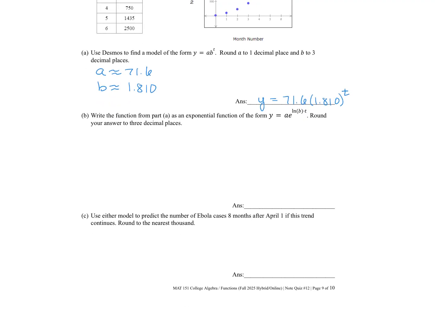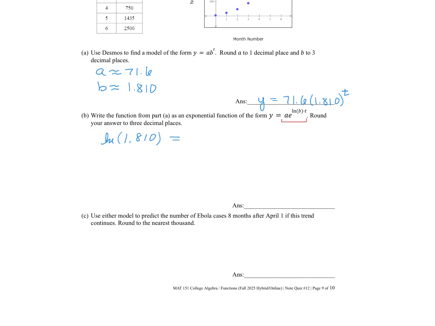So again, that's the exponential function generated by it. If you want to change the form and have it with a base of e instead of the base of 1.8, you can just take the 1.810 and take the natural log of it. If you do that, that is going to give you the exponent on the e.